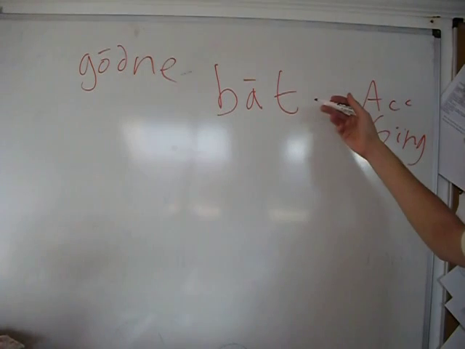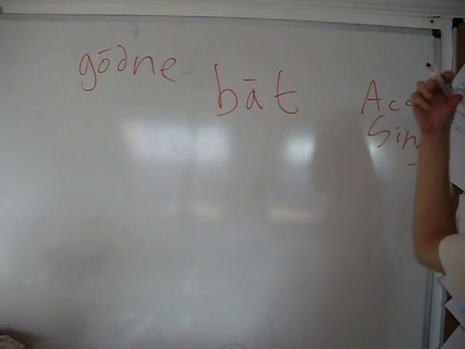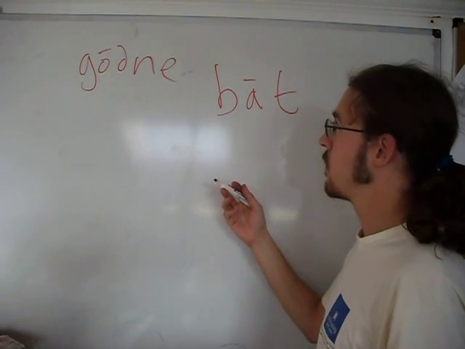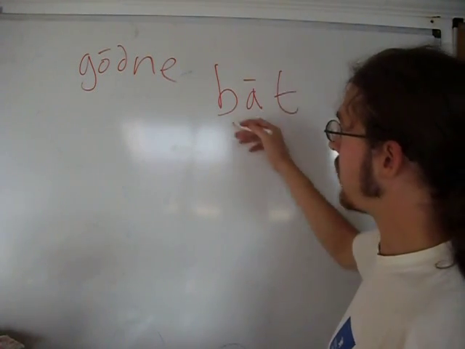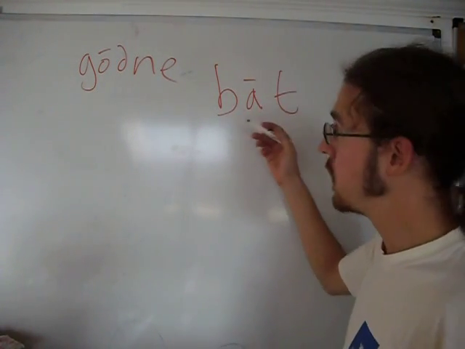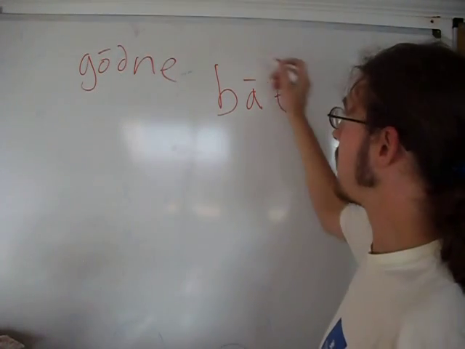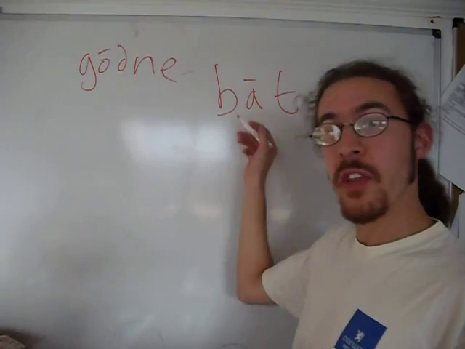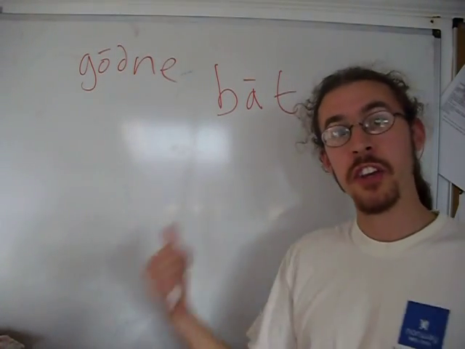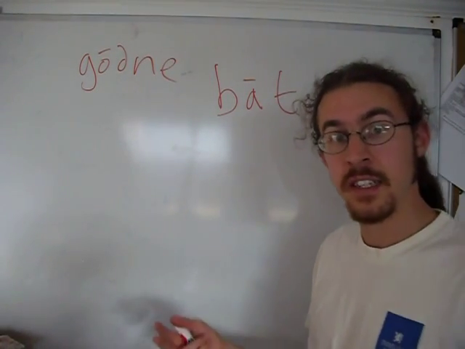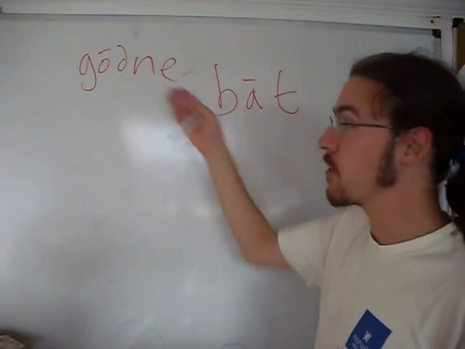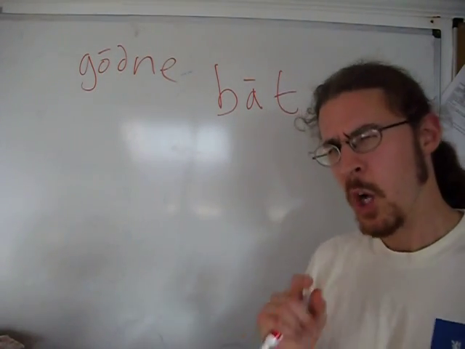Gōdne bāt. A good boat. That, in theory, could be a nominative form, but that could only be an accusative form. That, in theory, could be an accusative form too, so if they're both going together, we know we've got an accusative singular masculine noun being described as good. Hopefully you're right with that.